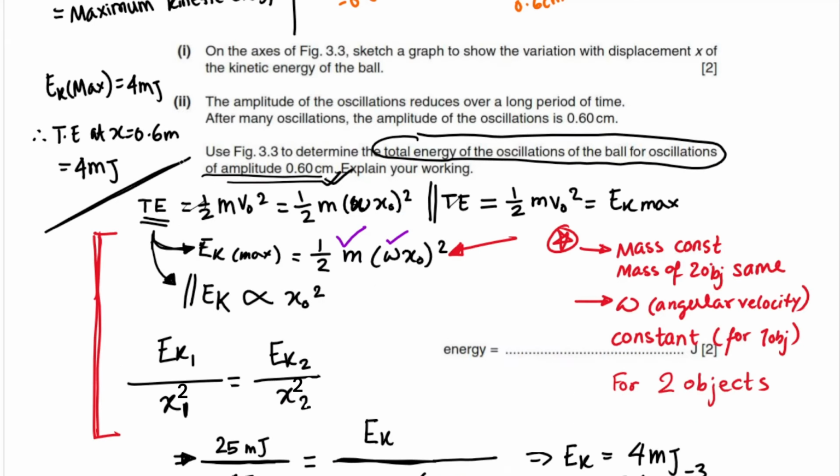Method 1 helps to understand how formulas work and how all of this came about. When answering this question, they asked for the energy in joules. We have to write 4 times 10 to the power minus 3 joules instead of 4 millijoules.